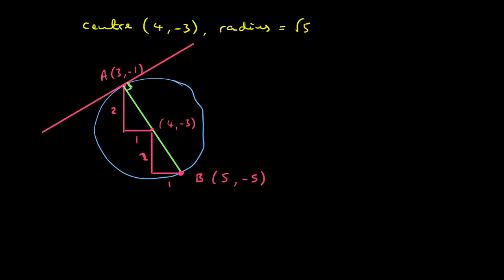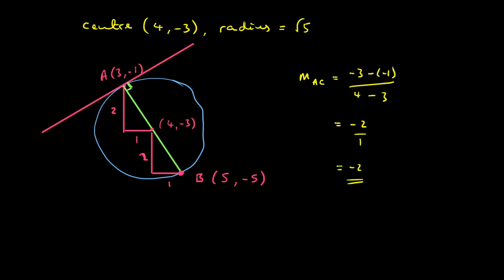Okay, so what I'm going to do is I'll find the gradient. Let's say I find the gradient from A to the center, call it AC. And the gradient is y2 minus y1, so -3 minus -1, over x2 minus x1, so 4 minus 3. So what's -3 minus -1? Well, it's -3 plus 1, which is -2. And 4 minus 3 is 1. So this gradient is just equal to -2, right?